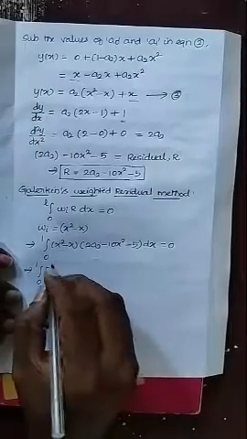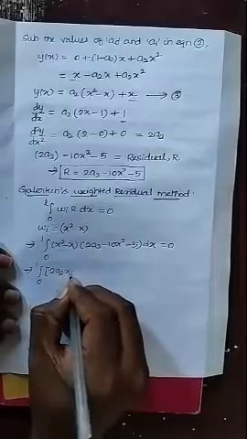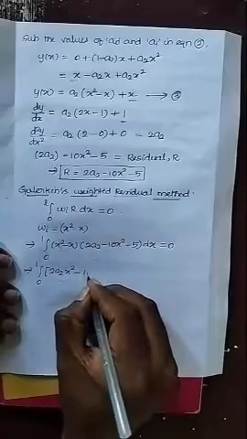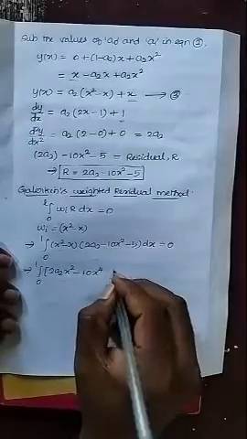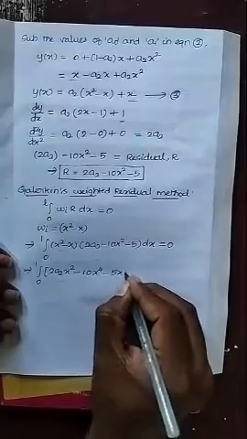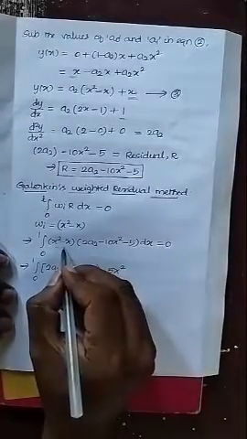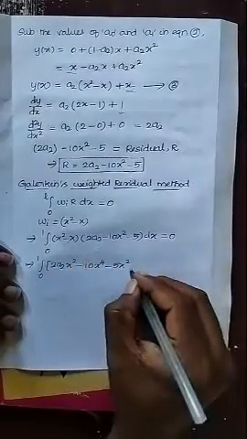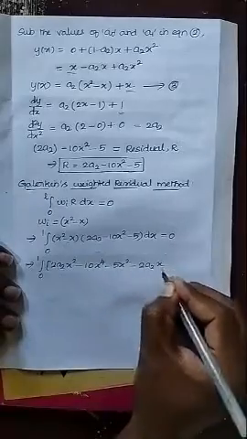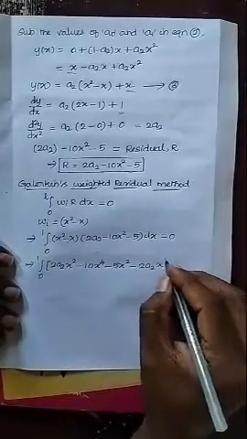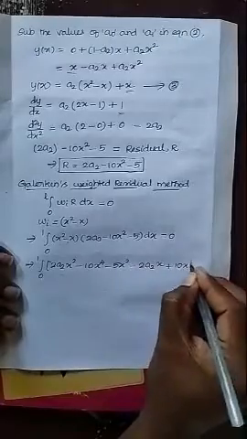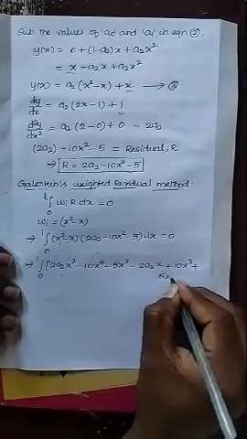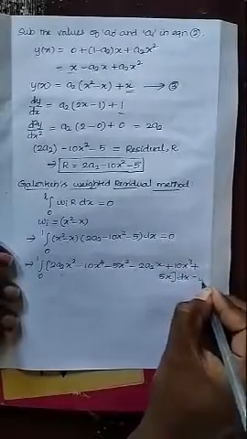So x square into 2a2 is 2a2 x square, minus x square into 10x square is 10 x power 4, then x square into minus 5 is minus 5x square. Next we can multiply this minus x with the residual function. Minus x into 2a2 is minus 2a2x, minus x into minus 10x square is plus 10x cube, minus x into minus 5 is plus 5x, into dx is equal to 0.